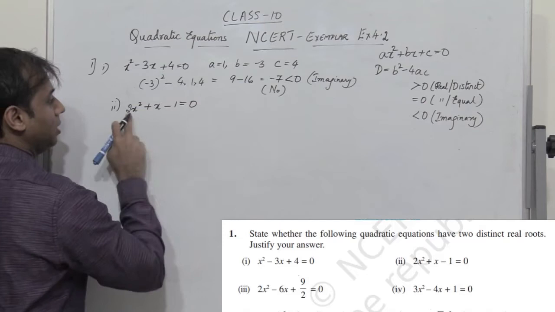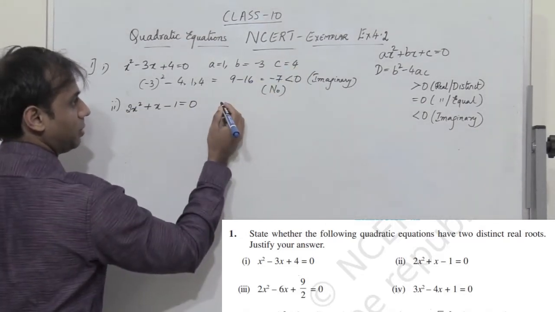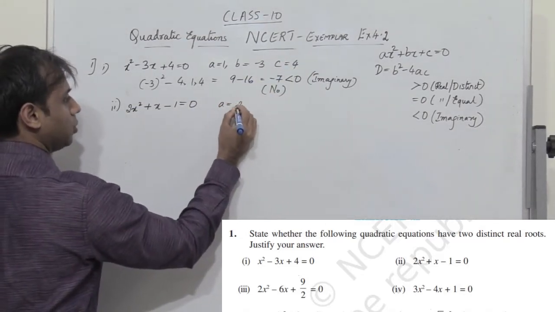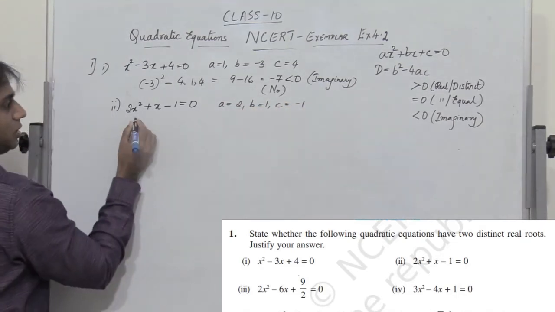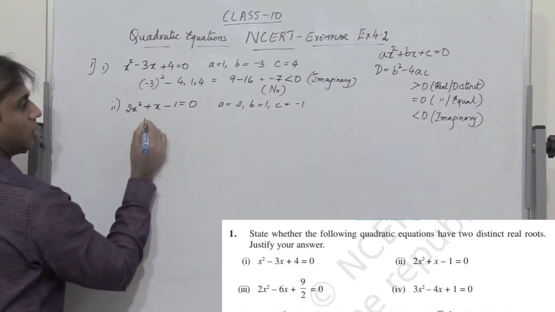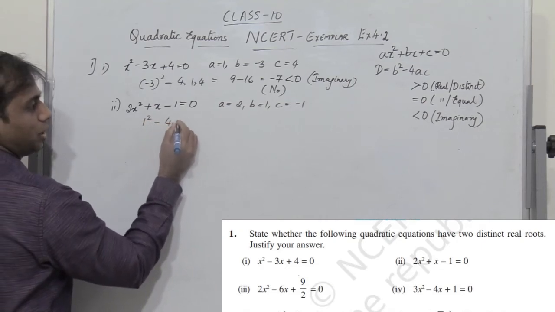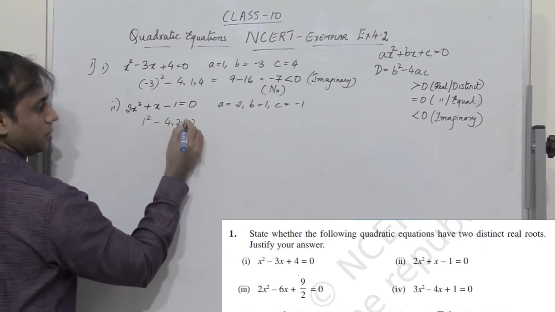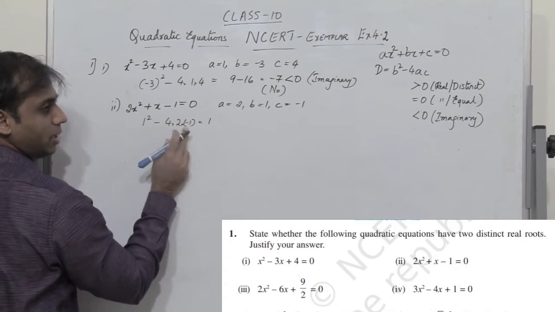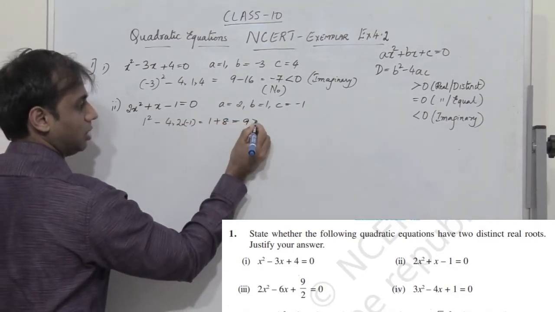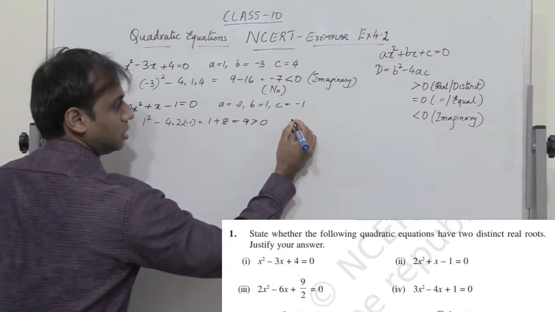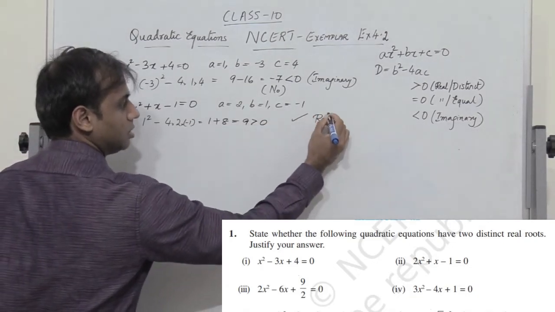So again comparing the equation with ax square plus bx plus c, a equals 2, b equals 1, c equals minus 1. So find the discriminant d, which is b square, 1 square minus 4 into 2 into minus 1. So you have 1, minus into minus is plus, 4 into 2 is 8, plus 8, which is equal to 9 greater than 0. So yes, the roots are real and distinct.